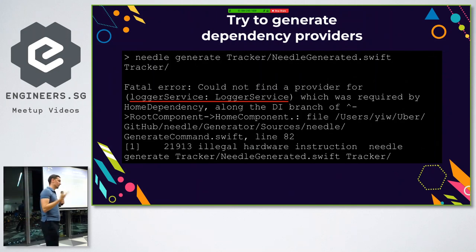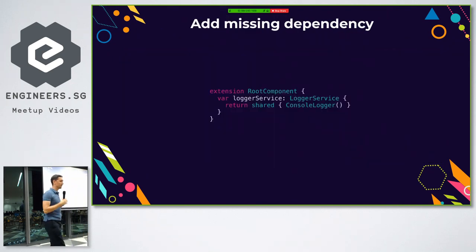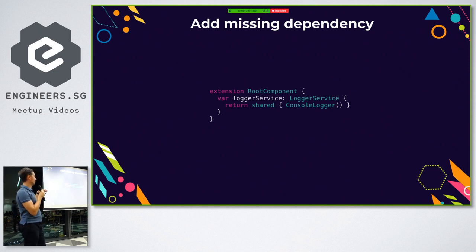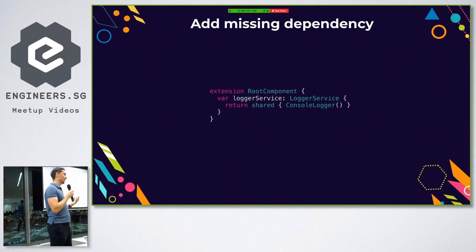It will show you an error saying there's a missing logger service with type logger service. So I can go ahead to the root component and create this dependency. The type and the name should match 100%, so I should write it in the same way. And then I create the object which conforms to the logger service protocol. Here I'm using the shared keyword, which is basically a closure that will return the instance just once. So if I have multiple children using the same service, only one instance of that service will be created. You can remove the shared, and for each child that uses the service, a new instance will be created. It's up to you to decide whether you want one instance or multiple ones.